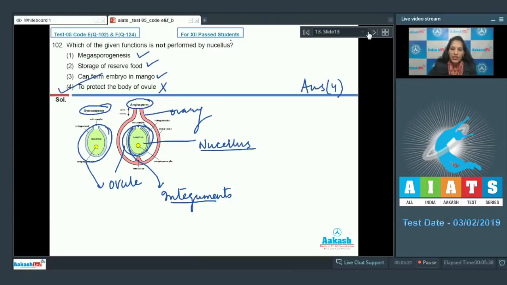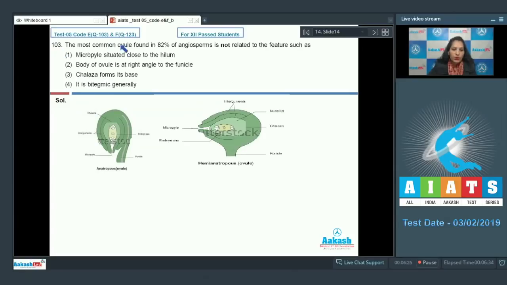Let's move to the next question. Question number 103. The most common ovule found in 82% of angiosperms is not related to the features such as: first option, micropyle situated close to the hilum. Second, body of ovule is at right angle to the funicle. Third, chalaza forms its base. Fourth, it is bitegmic generally.